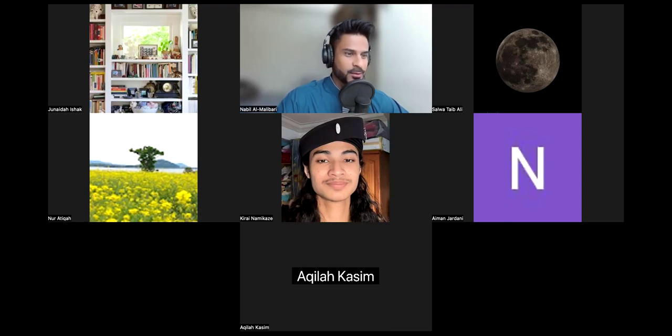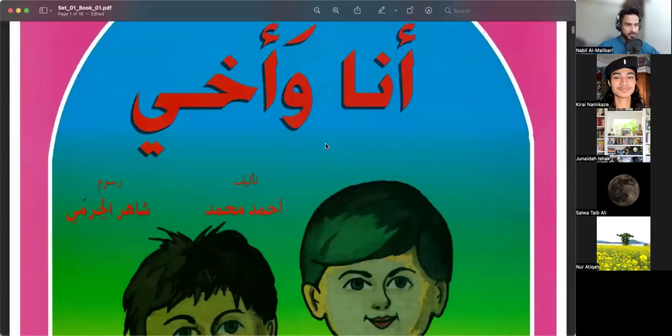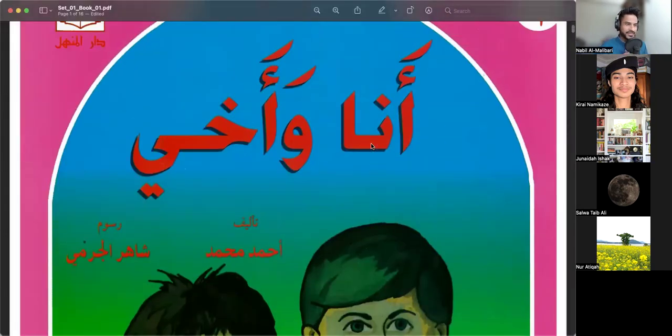Okay, so this is the first book that we're going to go through for our BAAM course. It's a simple book. You might be thinking, what? We're reading a children's book? Yes, we are going to start with a children's book. This is how we start learning the Arabic language.